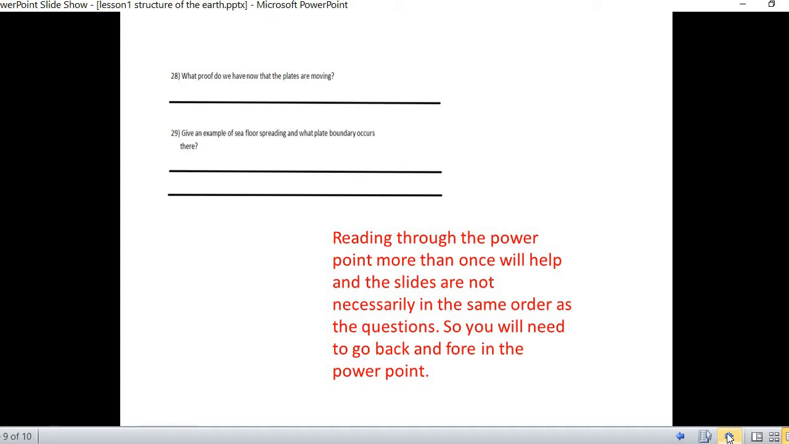And you need to read through the PowerPoint more than once because the questions aren't necessarily in the right order according to the PowerPoint. So you need to go back and forth.